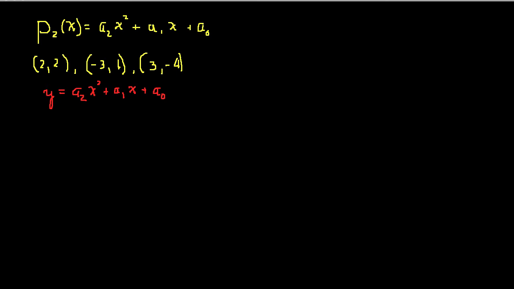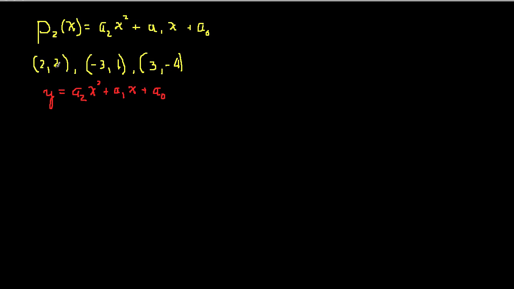Okay, I want to look at another example where I have a parabola given by this equation. The equation is p2 of x equals a2x squared plus a1x plus a0. And I want to find out if a parabola exists that contains these 3 points. So it goes through these 3 points.